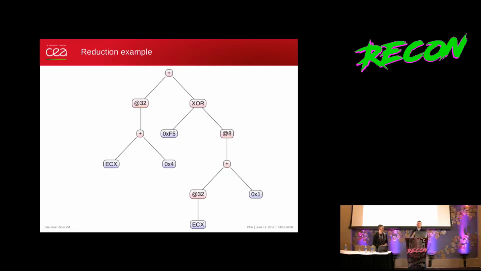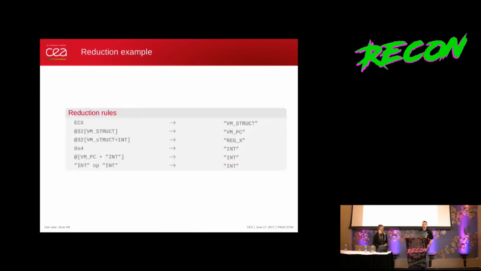So you have to know that, for example, ECX is a pointer to the VM structures, which stores all the registers of the virtual machines. So here we have less than 10 reduction rules. This one is, for example, ECX is a pointer to the VM struct. So the deref of VM struct will give the virtual machine program counter, and something like the deref of the VM structure plus an integer is the register X. We don't know the number of the register, and so on.